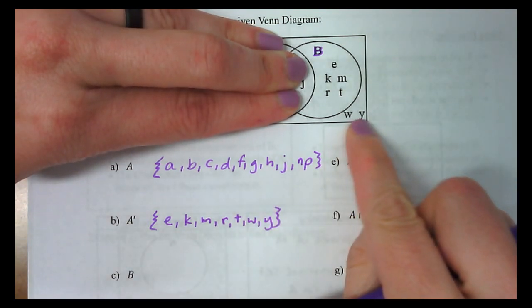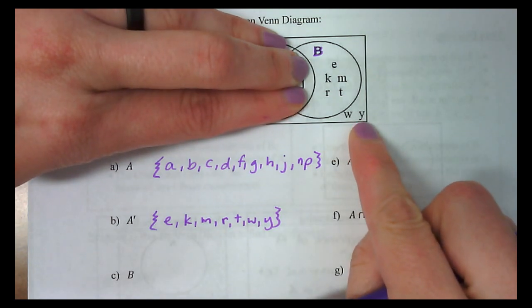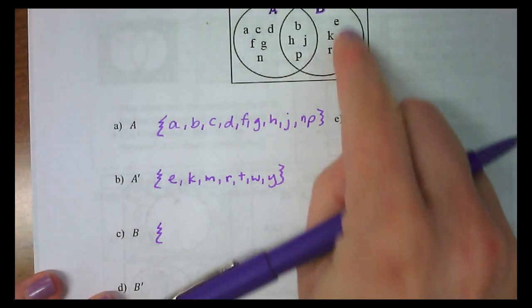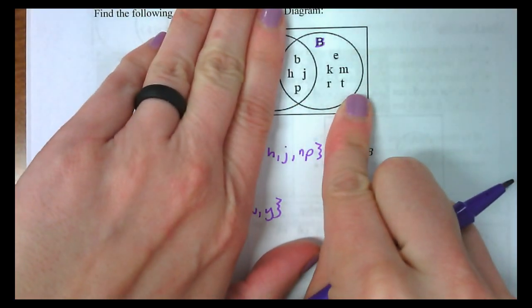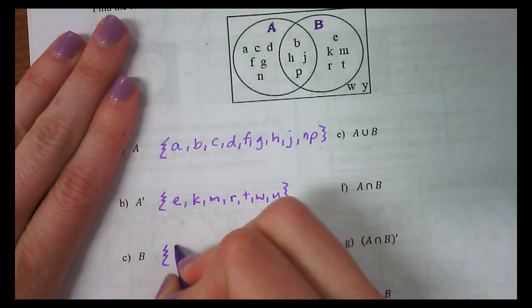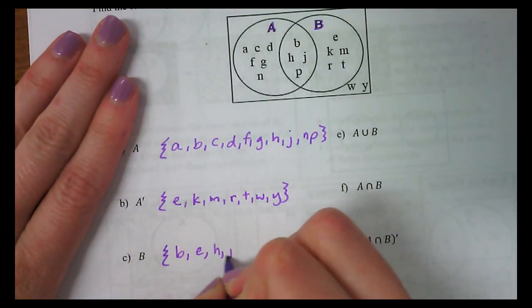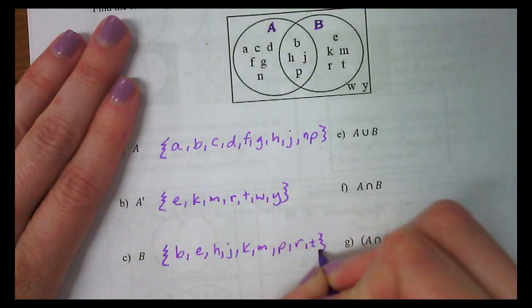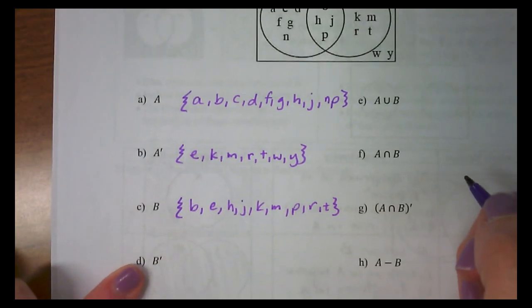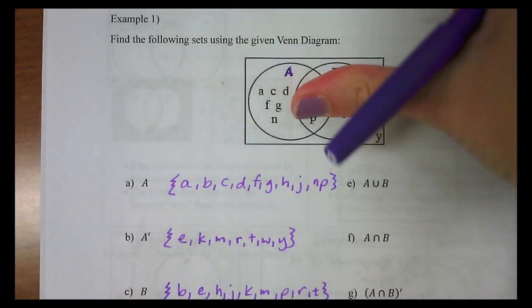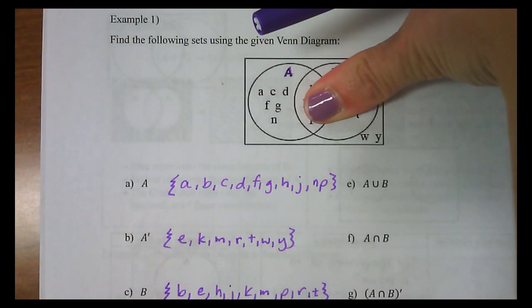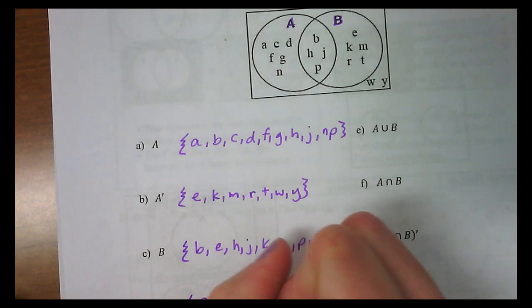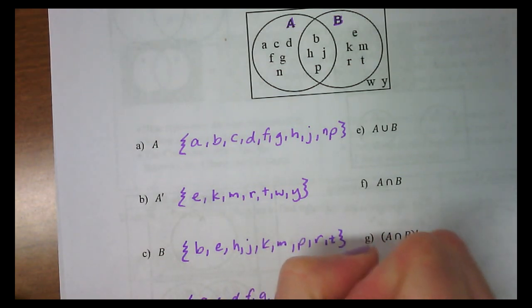Notice how we definitely include these, even though they're outside the B circle, they're in the universal set. Okay, what's in B? So everything in the B circle, so we would cover up these. And we try to list these out in order. B, E, H, J, K, M, P, R, T. And now the complement of B is everything that's outside of the B circle. So cover up the B circle, and it's everything on the outside. So we're going with A, C, D, F, G, N, W, and Y.